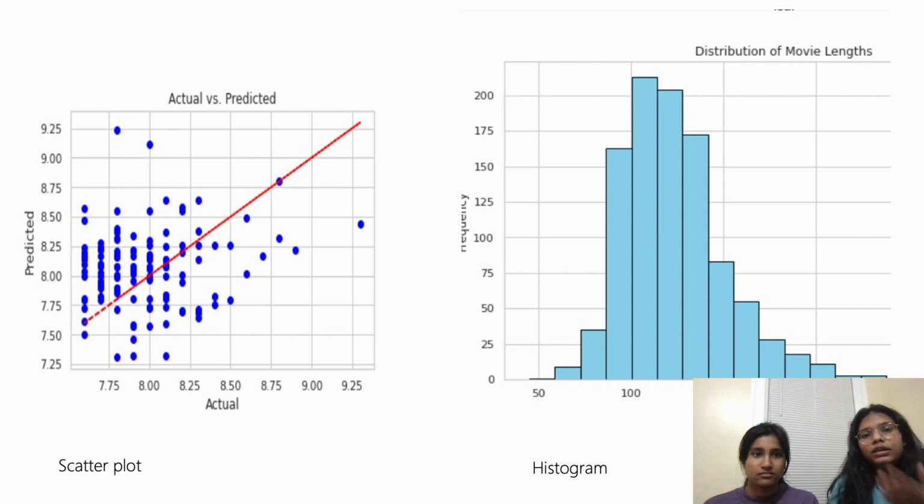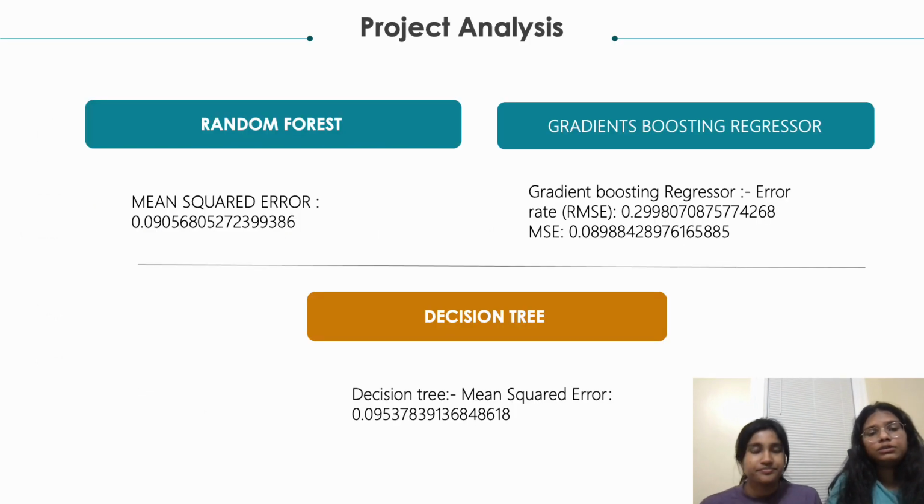And the other graph, which is a histogram, shows the movie length and the frequency. As we clearly see, there is a lower range of movies between 50 and 100 minutes, and fewer after 200, but there is a high frequency between 100 and 150, which you can clearly see in the graphs. And next, we would like to talk about our project analysis.